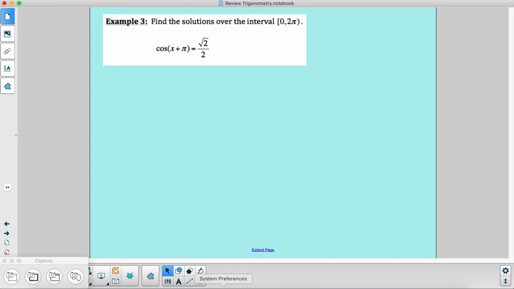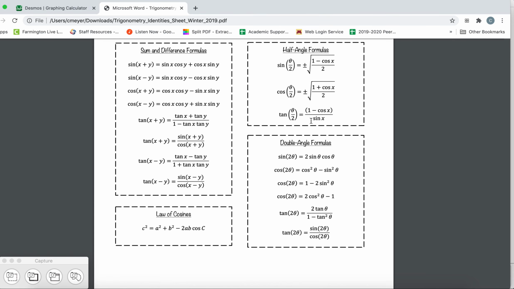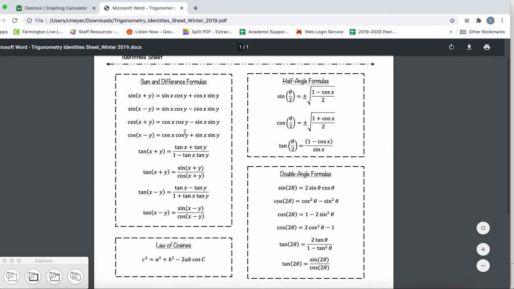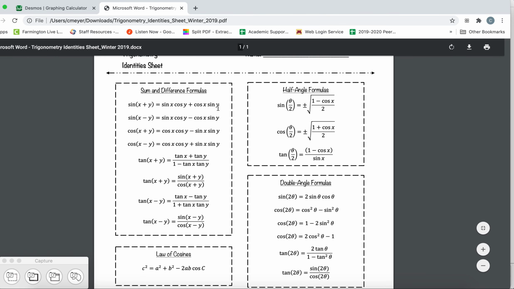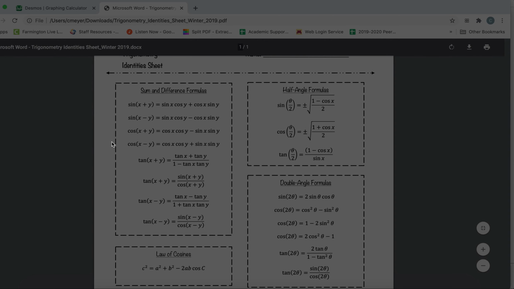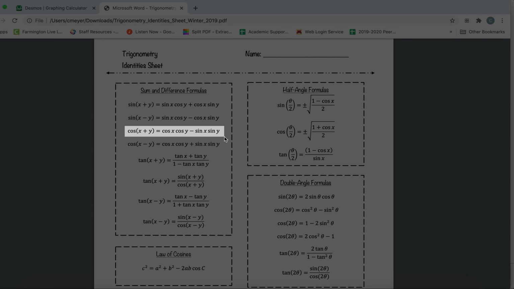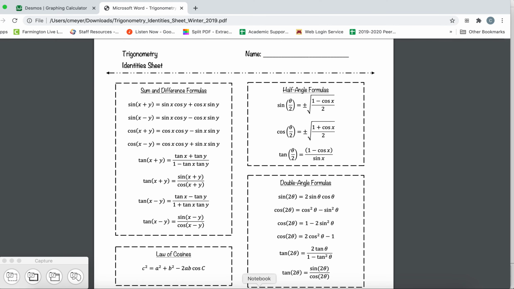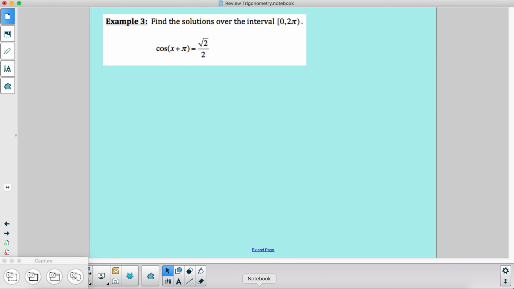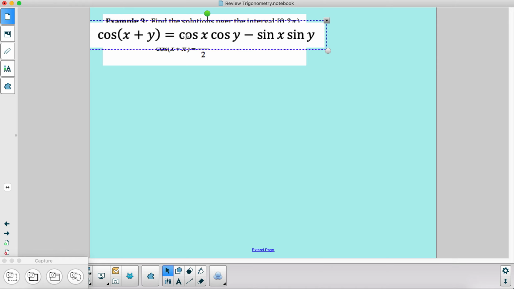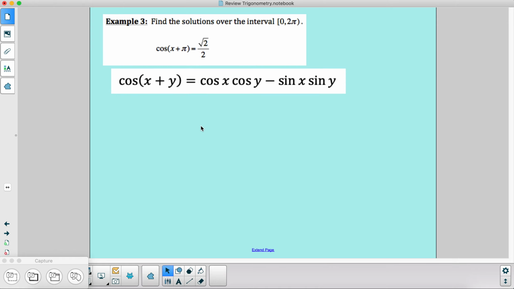So what we're going to do is go ahead and use our trig formula sheet that's located on Schoology. And I'm going to look for the sum formulas. So sum and difference, here they are. Ours is cosine of x plus pi, so we're going to be using this formula right here. You could copy it down. I'm going to do a little cheating and just screenshot it so that I can easily see it. All right, so this is what we have going on.